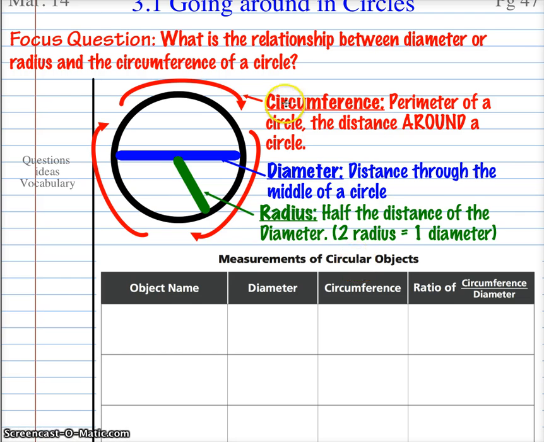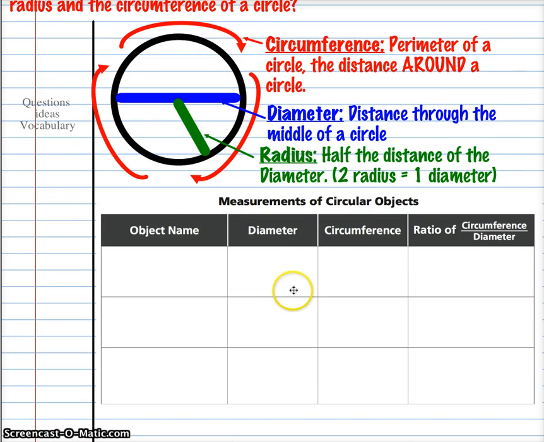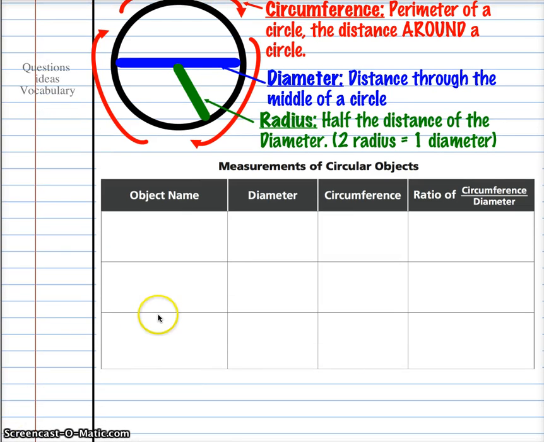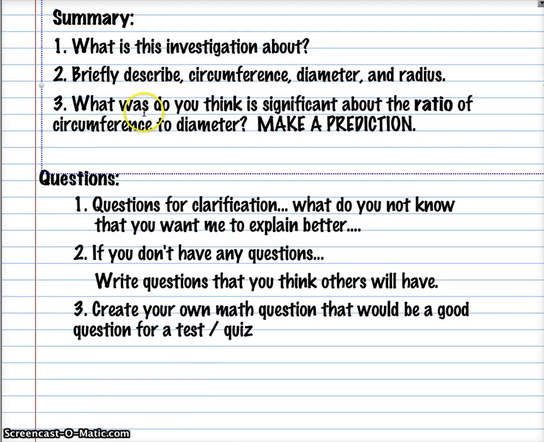Now, if you look at the question, it says, what is the relationship between diameter or radius and circumference? But radius isn't here, because radius is just going to be half the diameter. We kind of assume that whatever the relationship is with circumference and diameter, it'll be double whatever it is for radius, because radius is half the size of the other. In your summary, I suggest that you make a prediction. So what do you think is the significance? What is significant about the ratio of circumference to diameter?